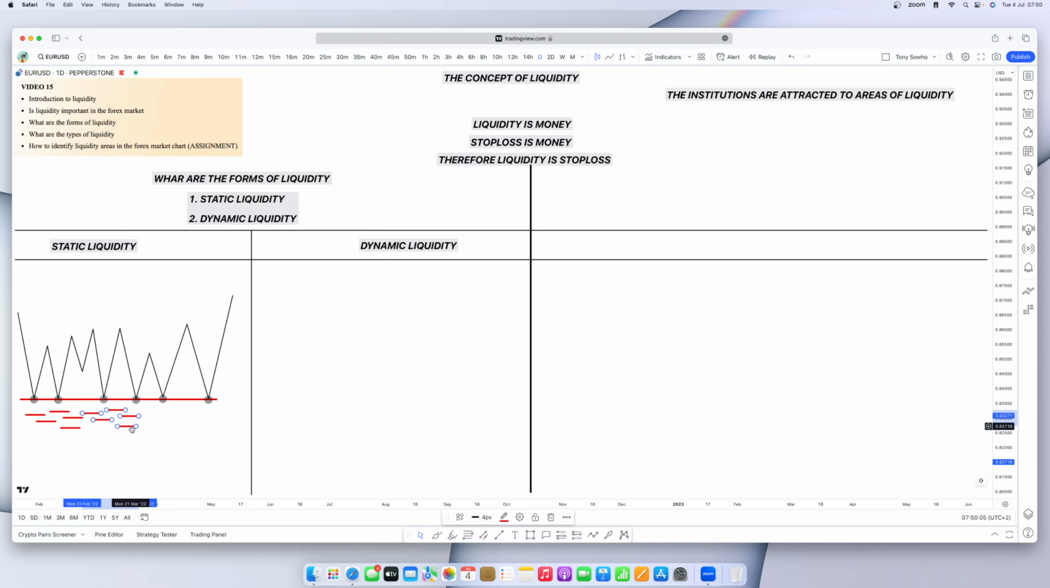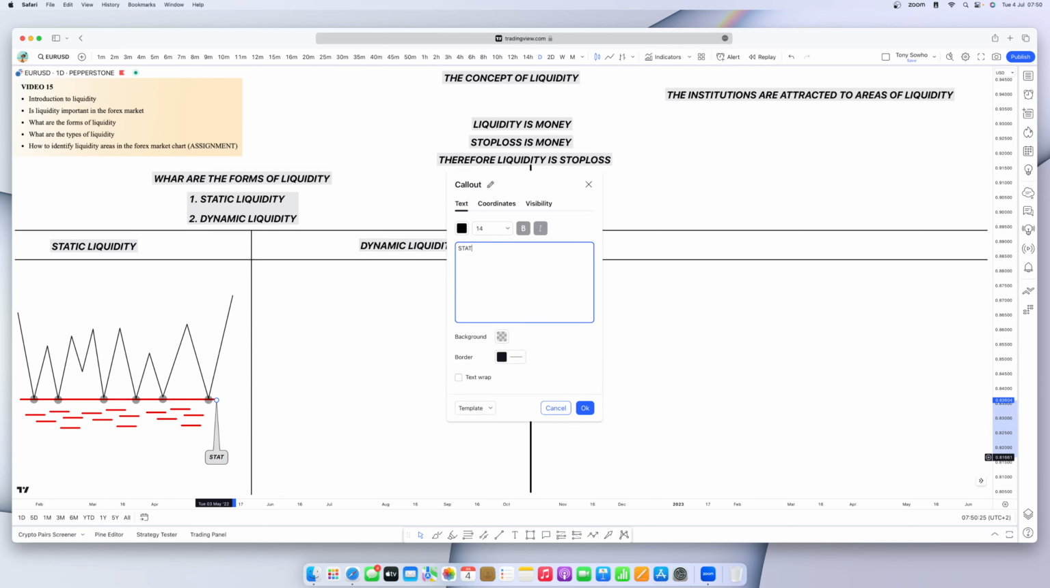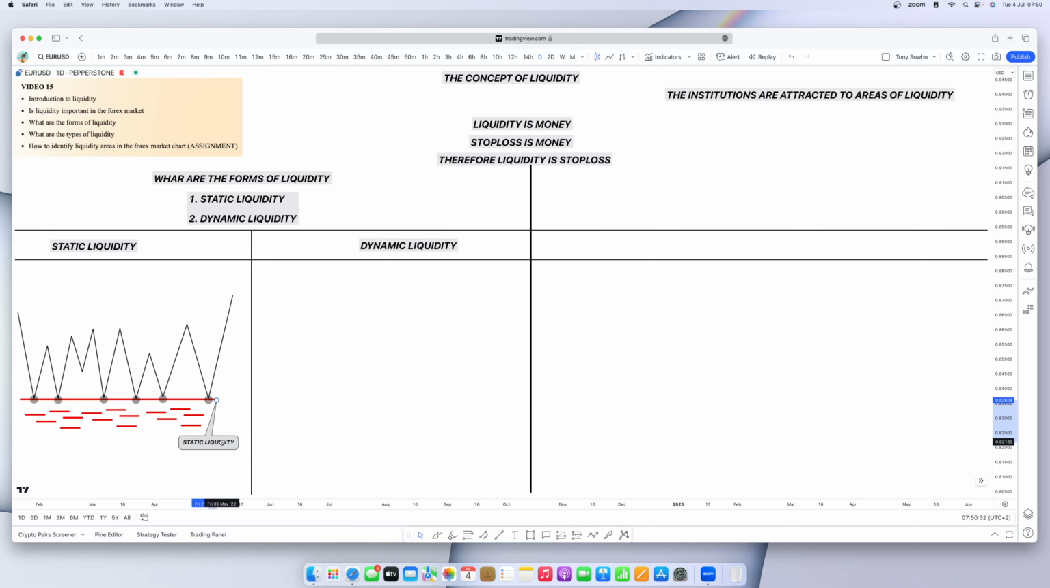So what I'm saying in essence is that there is a lot of liquidity in this area. That's how I want you to see it. This is a static liquidity. Exactly. That's it. It's a static liquidity, a liquidity that is built in one place.